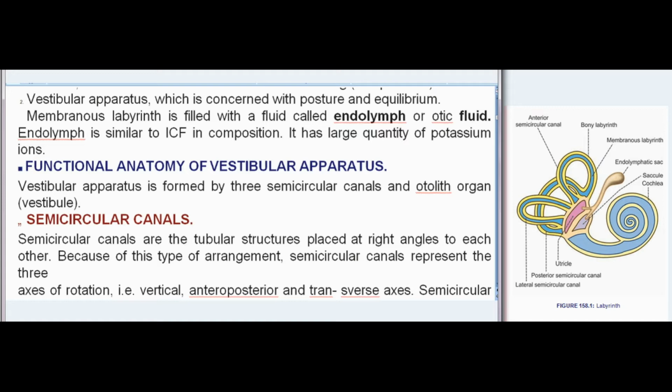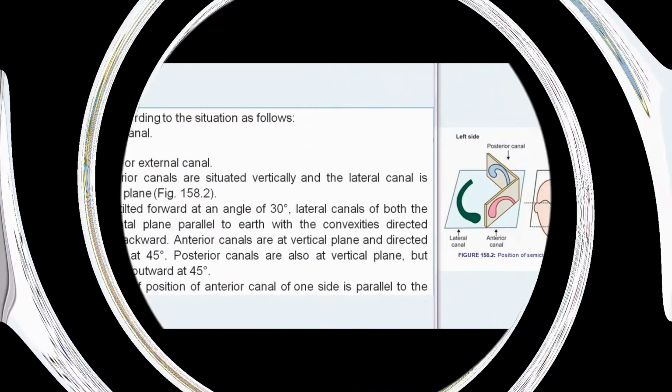Functional anatomy of vestibular apparatus. Vestibular apparatus is formed by three semicircular canals and otolith organ, the vestibule. Semicircular canals are the tubular structures placed at right angles to each other. Because of this type of arrangement, semicircular canals represent the three axes of rotation, i.e., vertical, anteroposterior and transverse axes.